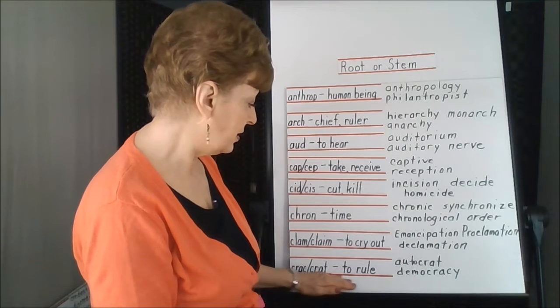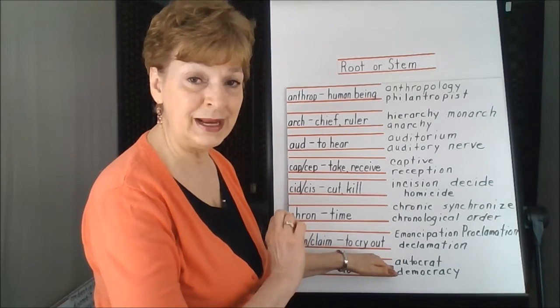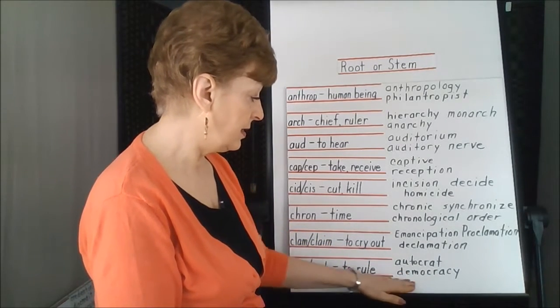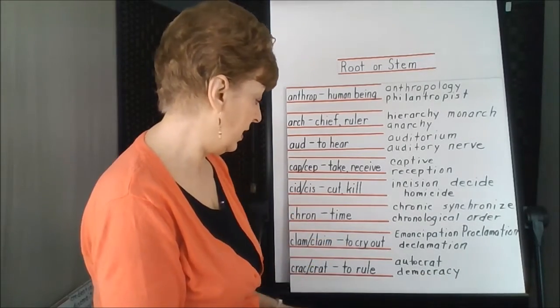Crat or cracy, to rule. Autocrat, remember auto was meaning self. Or democracy, part of that word is to rule.